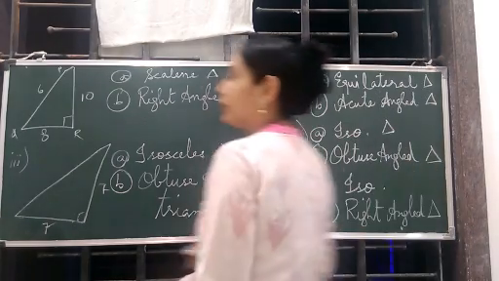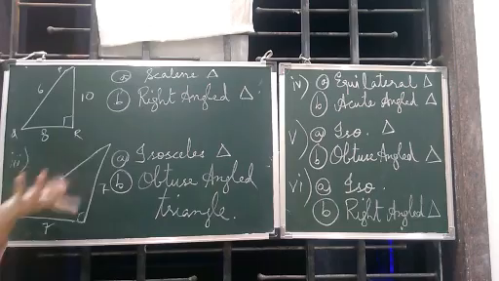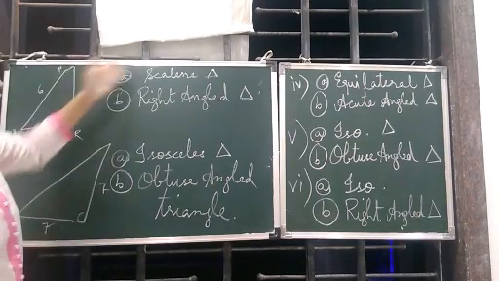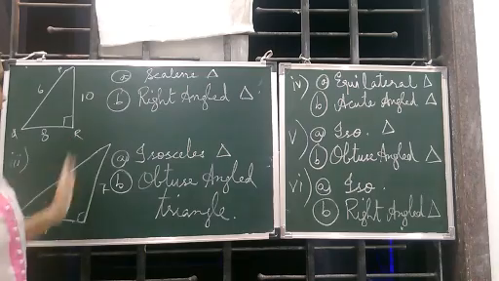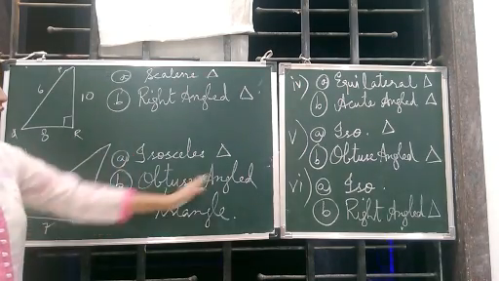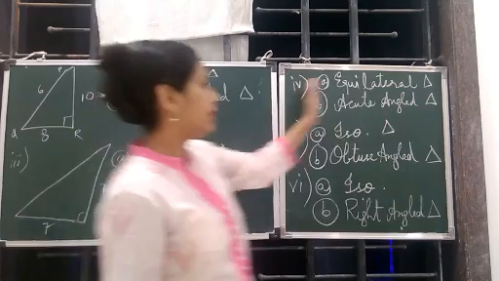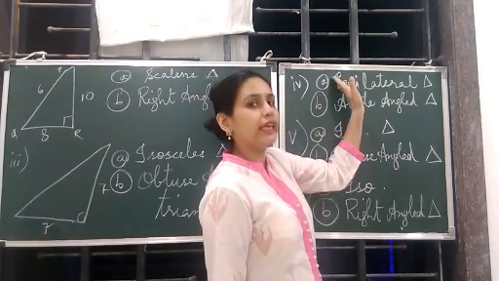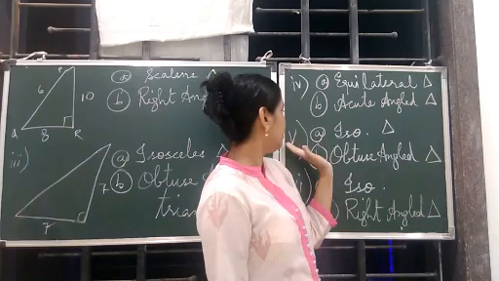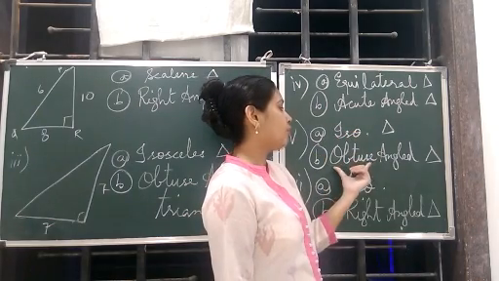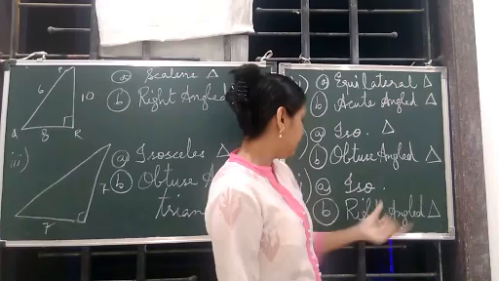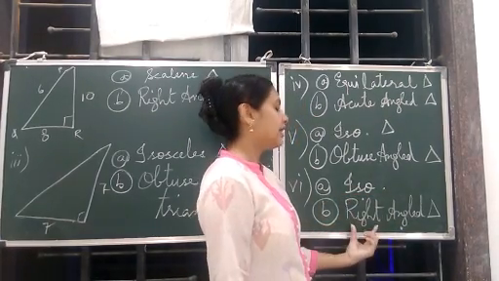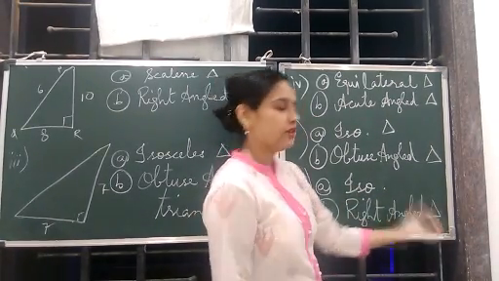And if we write them together, this becomes scalene right angled triangle. This becomes isosceles obtuse angled triangle. Fourth one becomes what? Equilateral acute angled triangle. Fifth becomes isosceles obtuse angled triangle. And sixth becomes isosceles right angled triangle.